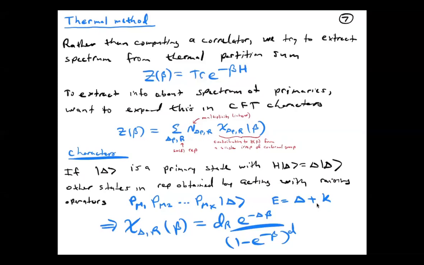So these characters, we're just talking about this partition function with temperature turned on, nothing else. Then these characters are extremely elementary to obtain, because we just start with some primary state, some lowest energy state of the Hamiltonian. And then the other states in that representation are just given by acting with the raising operators. The raising operators in the conformal group are just the momentum operators.